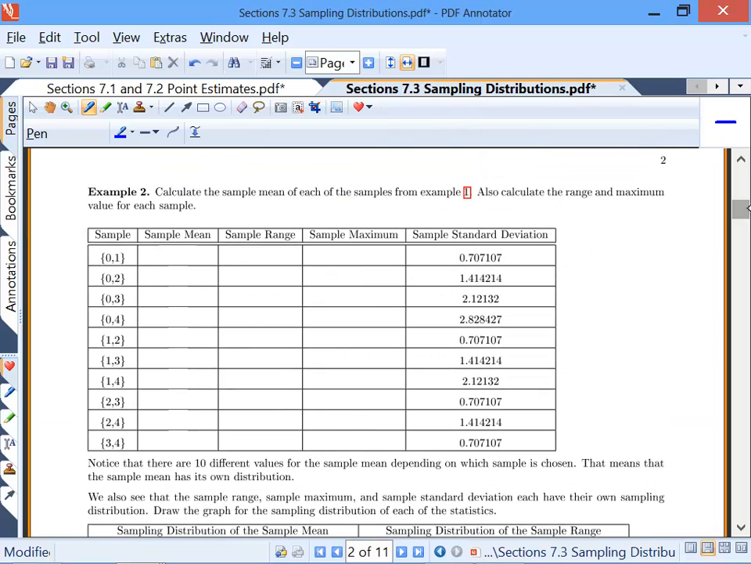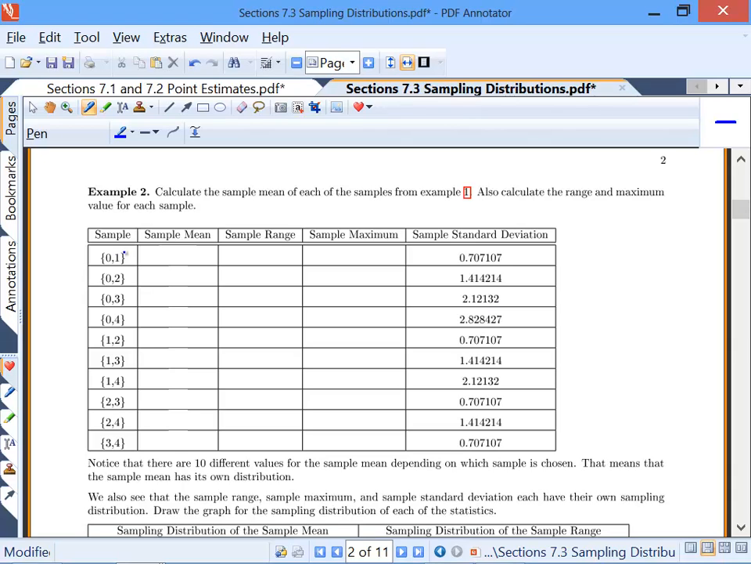As always, this is a lot easier if we try an example and see what happens. So for example 2, let's calculate the sample mean of each of the samples from our last example, and we'll also calculate the range and maximum value for each sample. And for the standard deviation, because that takes a really long time to actually calculate, I just gave you all the sample standard deviations.